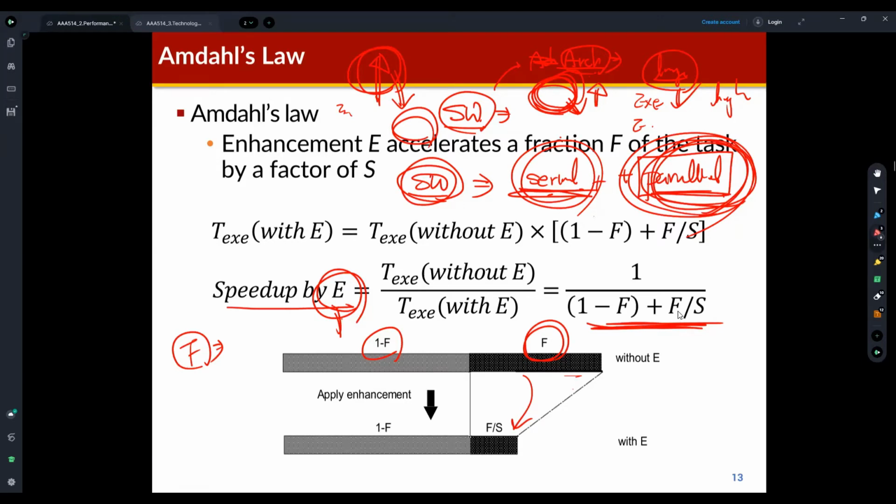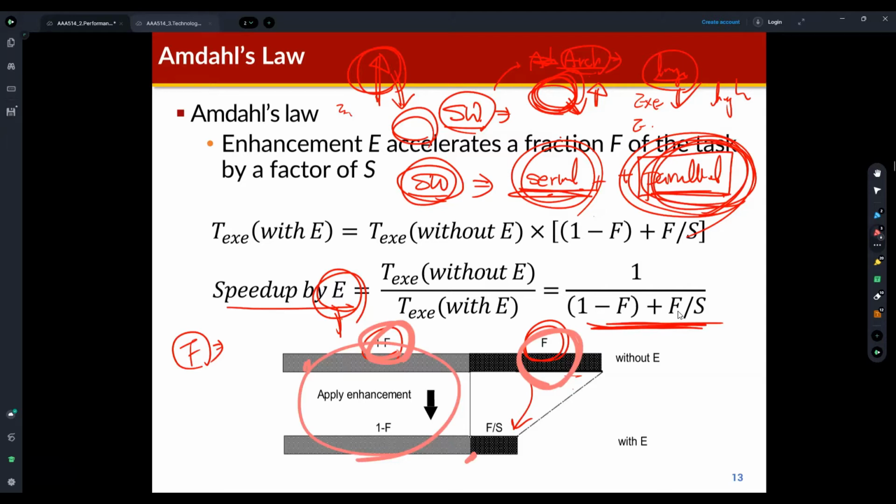we can divide the computer system into parts. This is the unchanged part. It means this part is not enhanced by our new ideas or some new technology, but only this part can be enhanced. Actually, sadly, the overall performance is determined by this unchanged part. It's what Amdahl's law says to us.